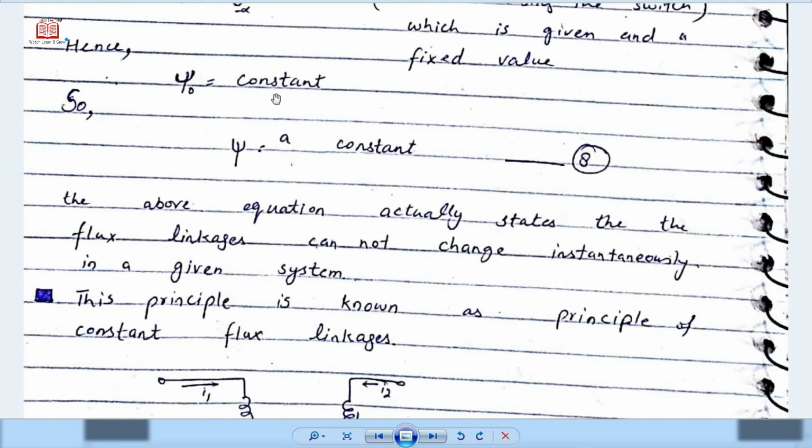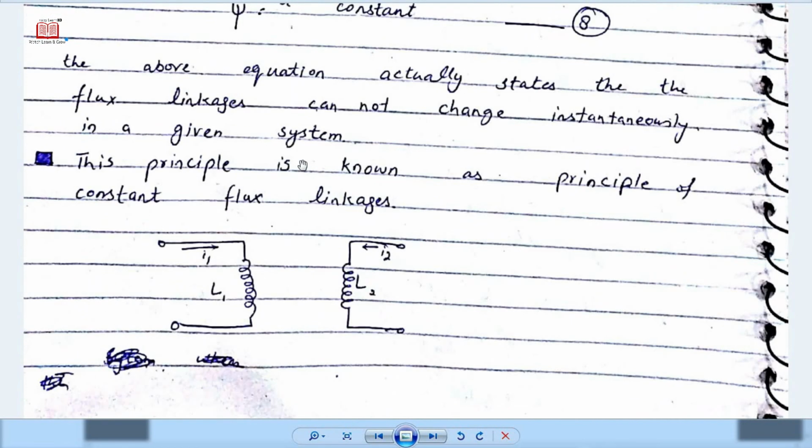This is called the principle of constant flux linkage because the flux before the switching and the flux after the switching are constant for a very short interval of the switching. After the switching it is still constant. So this is called the principle of constant flux linkage.